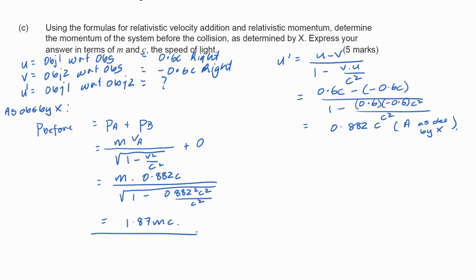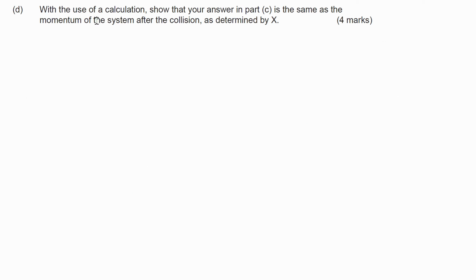Part D. With the use of a calculation, show that your answer in part C is the same as the momentum of the system after the collision as determined by X. So here we have particle C, and here is our particle X. Particle X is moving at 0.6 c with respect to C itself, because C, remember, is stationary with respect to the observer O. So P after is equal to mc times the velocity that X is with respect to C.